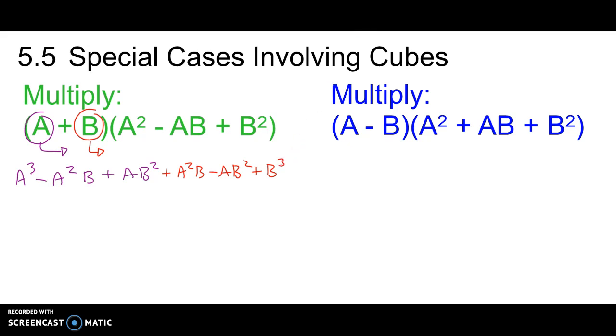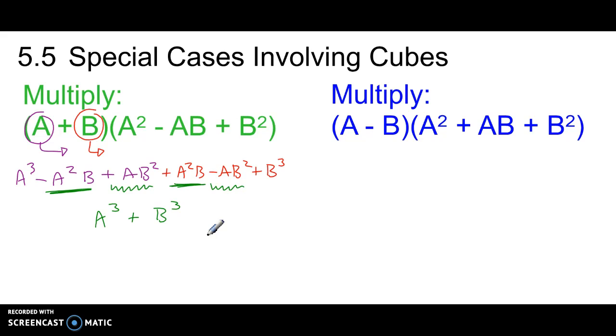But also, don't forget, you have to collect like terms, and some really interesting things happen here when you collect like terms. This a squared b and this a squared b cancel each other out. And this ab squared and this ab squared cancel each other out. So when you're all done, you have a very simple answer, surprisingly simple. It's just a to the third plus b to the third. So that's kind of a magic trick for multiplication, but for factoring, that's actually pretty useful.